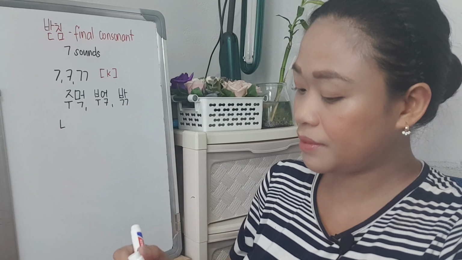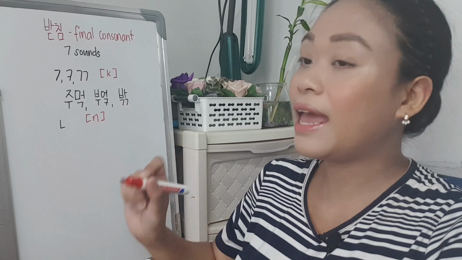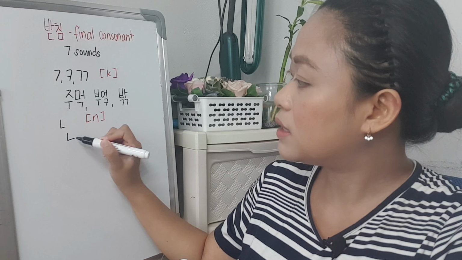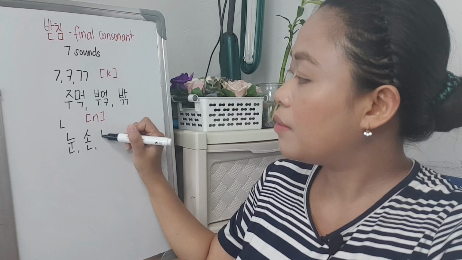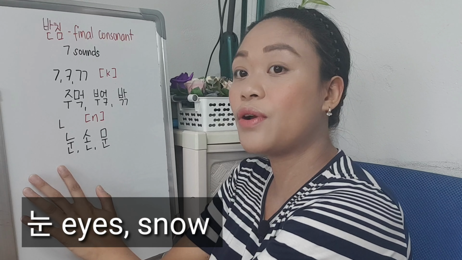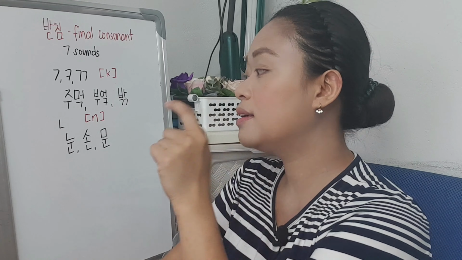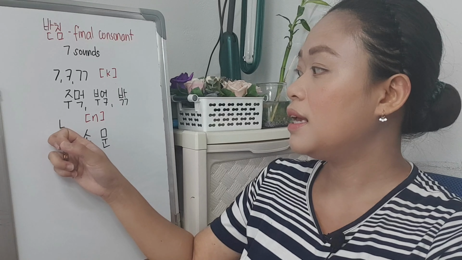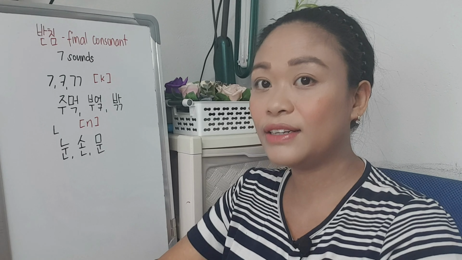Another one is the niyen, which represents the sound N in English. Examples of that are nun, son, moon. Nun is your eyes, or it can be snow. Son is your hand. Moon is door. I told you that it represents the sound N, but there are also exceptions to the rules.